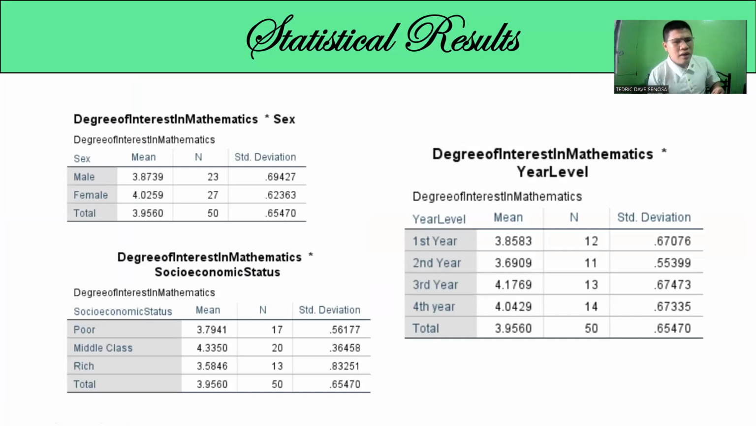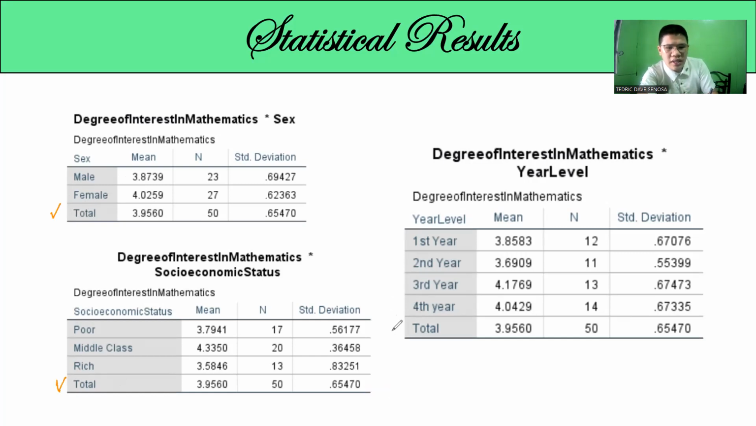So we could now answer our research question number 1. But as you can see, we can only answer this in terms of sex, in terms of socioeconomic status, and year level. And we cannot answer when taken as a whole. If that's your mindset, then you're wrong, since we can answer the question when the group is taken as a whole. Where can we find it? We can find it here in the last rows of every table.